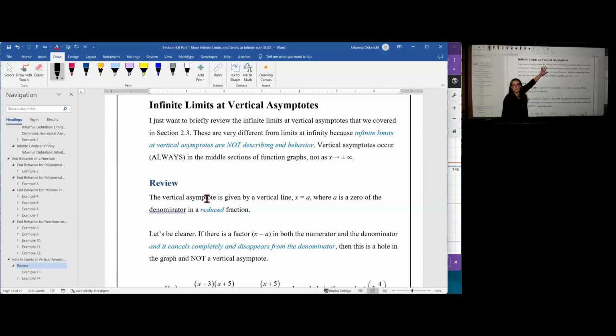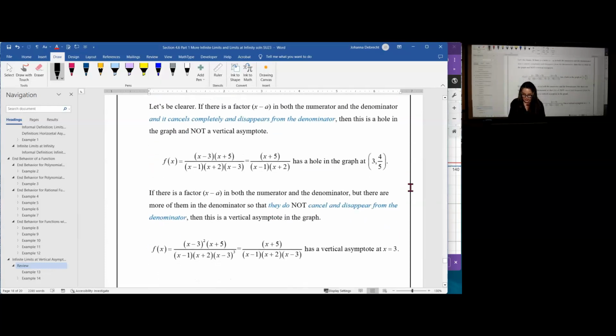When we're talking about vertical asymptotes, we are not talking about end behavior. Vertical asymptotes occur at single finite real values for x. This is where the number a is a 0 of the denominator in the reduced fraction. Let's take a look at a couple examples to make it clear when it's a hole and when it is going to be a vertical asymptote.